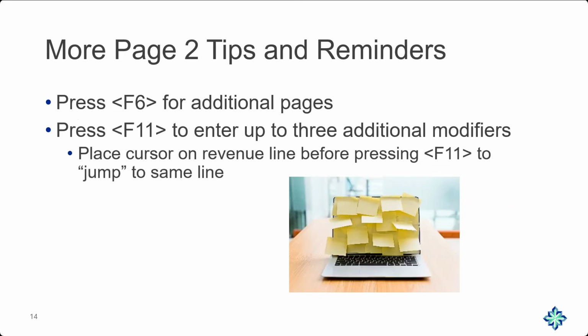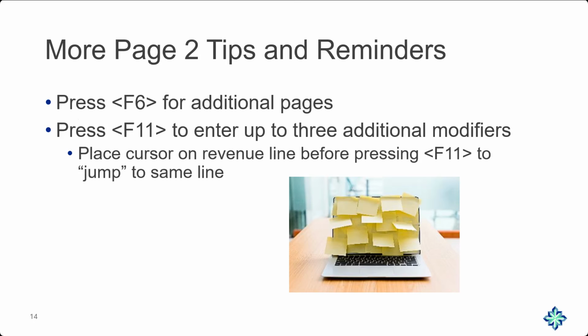Couple more things. Each page holds up to 14 revenue code lines. So if you need additional revenue code lines, you're going to use your F6 key to scroll down. There are 450 total line codes that are allowed per claim. Depending on what you're billing for, it may be one line for a rural health clinic, let's say, or it could be multiple pages up to 450 lines for, let's say, a long inpatient claim.